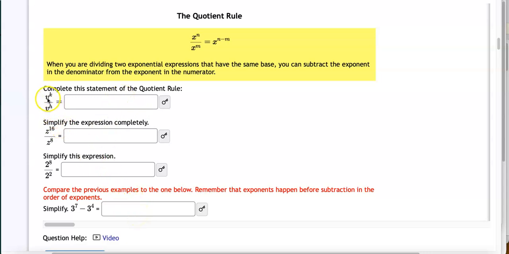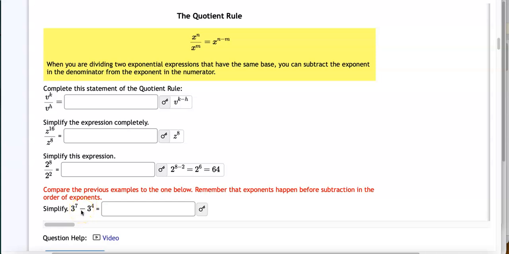Here we have the same base, we have a quotient, so then we have v to the k minus h. Similarly here, since we have the same bases and it's a quotient, then we do 16 minus 8 and get z to the 8th. Likewise, if your bases are numbers, you can do the quotient rule as well. 2 to the 8th divided by 2 squared is going to be 2 to the 8 minus 2, or 2 to the 6, 64.